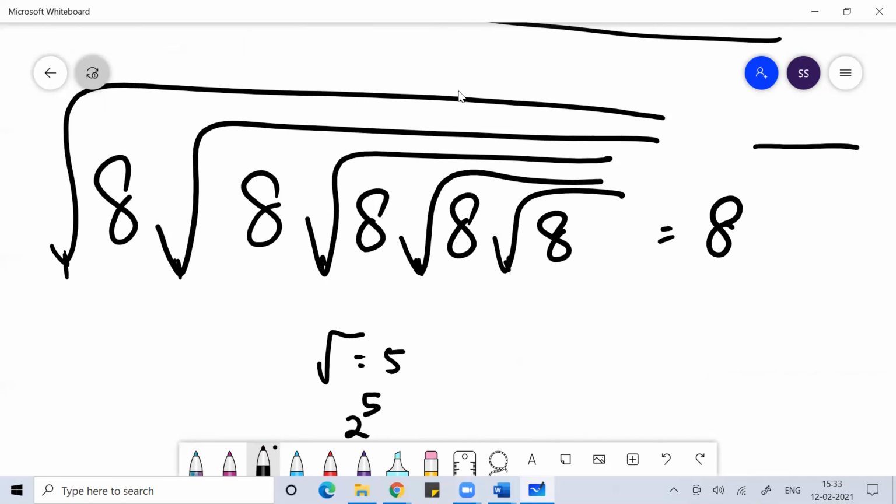Then find 2 to the power 5. What is 2 to the power 5? 32. So your answer is a to the power 31 by 32. This is your answer. How, I'll explain to you. One minute, I'll be online.